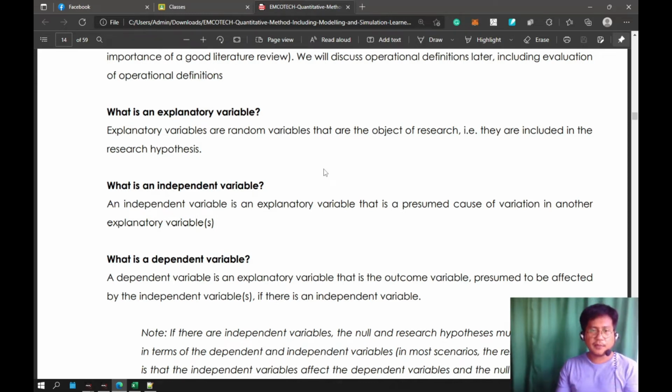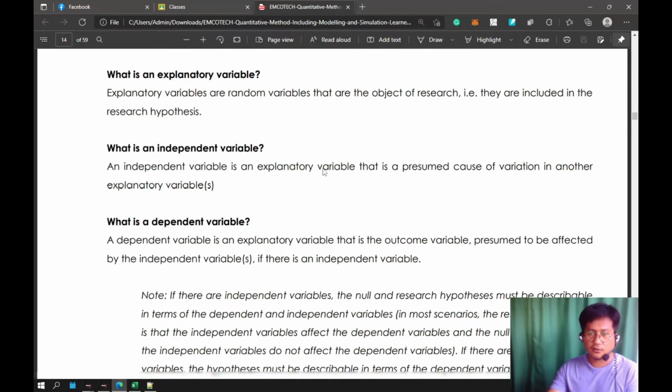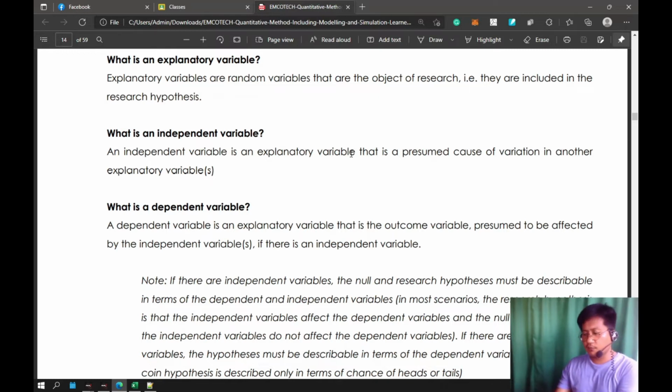While the dependent variable is an explanatory variable also, that is the outcome variable presumed to be affected by the independent variable. If there is an independent variable, then the dependent variable is the result based on the independent variable. Ano yung ginawa mo doon sa explanatory variable mo, the independent variable, magiging outcome nun could affect the dependent variable. Okay?